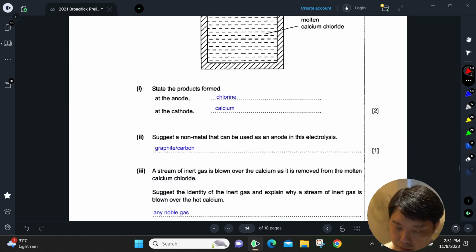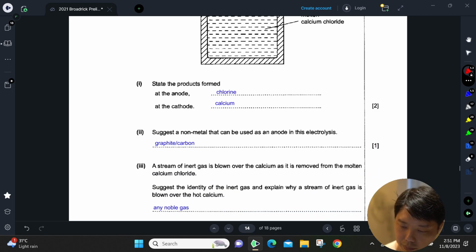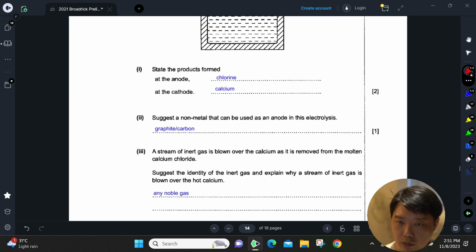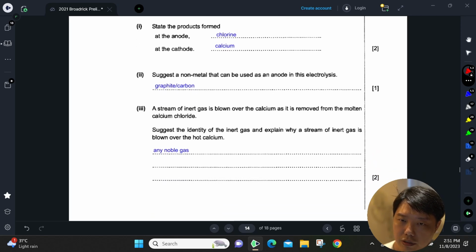Calcium metal. What is a non-metal that can be used as an anode? Basically graphite or carbon. Very common. You don't want it to react. A stream of inert gas is blown over the calcium as it is removed from the molten calcium chloride. Any noble gas can be used as an inert gas.